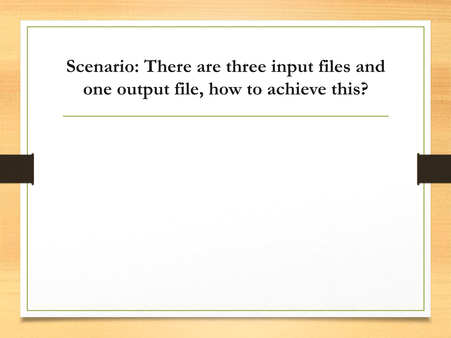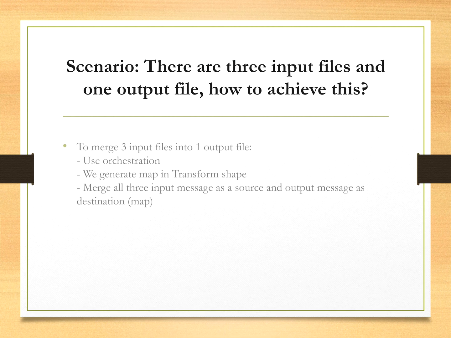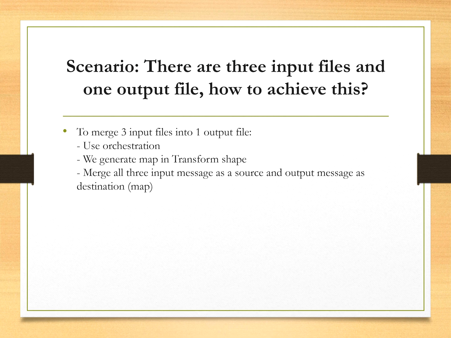There are three input files and one output file. How to achieve this? So to merge three input files into one output file, use orchestration. We generate a map in the transform shape, merge all three input messages as a source and the output message as a destination. Moving to the next question.